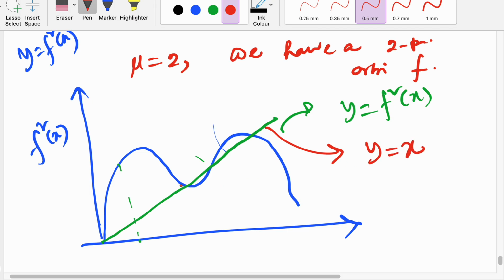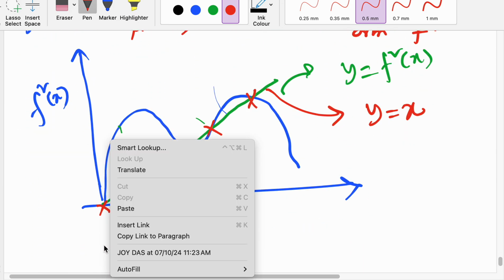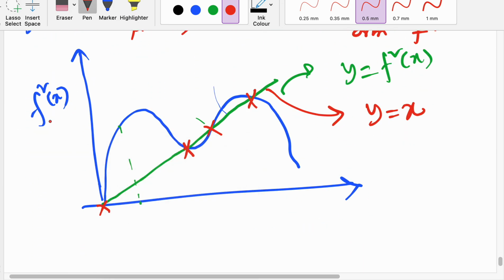Now where these two will cross each other, at their intersections, we will call that the point where, for the same x, both of these two equations will be satisfied. So I will get f square x equal to x.